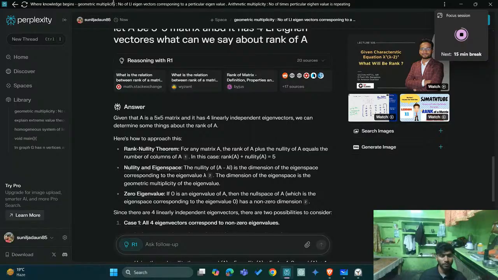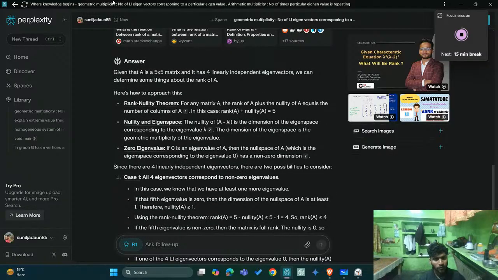Zero equivalence: if zero is an eigenvalue of A, then the null space of A, which is the eigenspace corresponding to eigenvalue 0, has non-zero dimension.